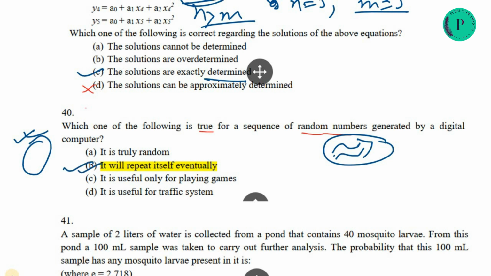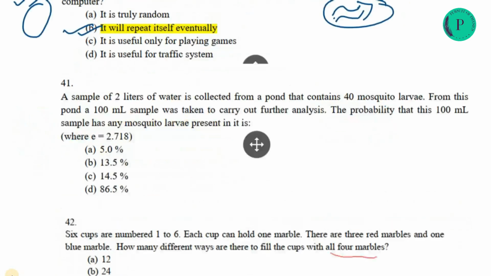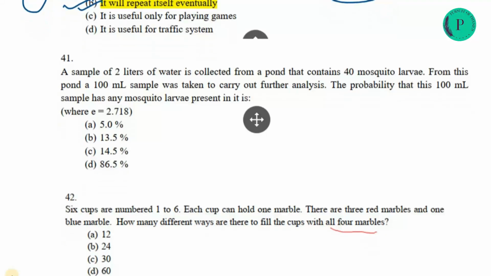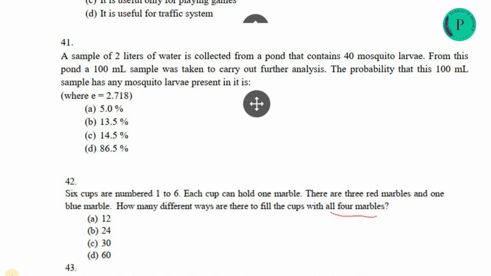So this will be the most probable answer. So the next question is a Poisson distribution question. Here it is given that there are 40 mosquito larvae from 2 liters of water, and the sample is 100 ml. So this will give you lambda.